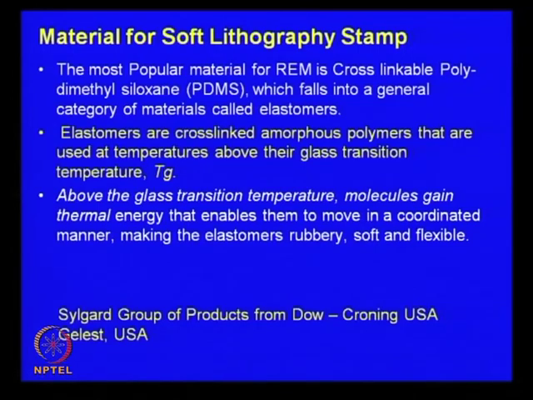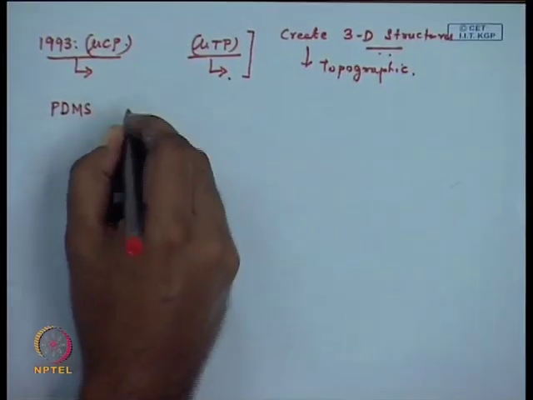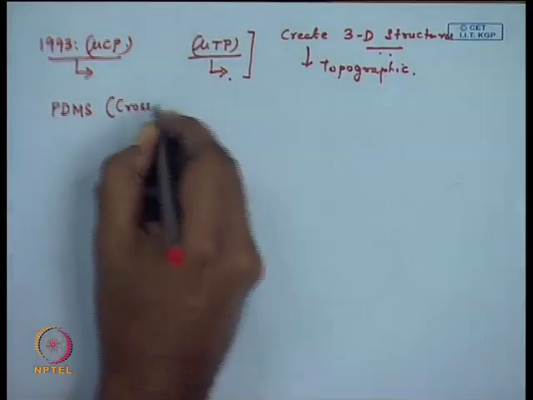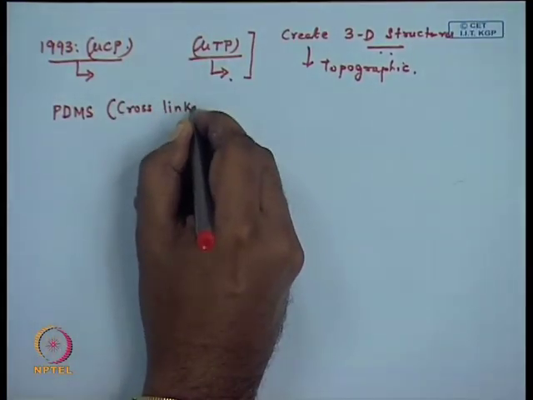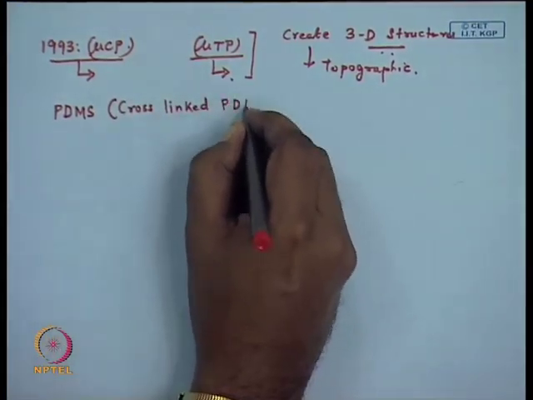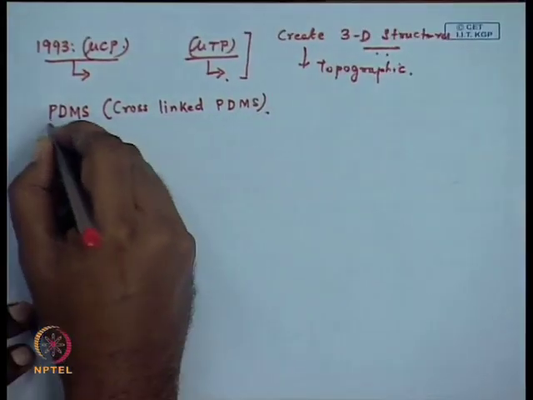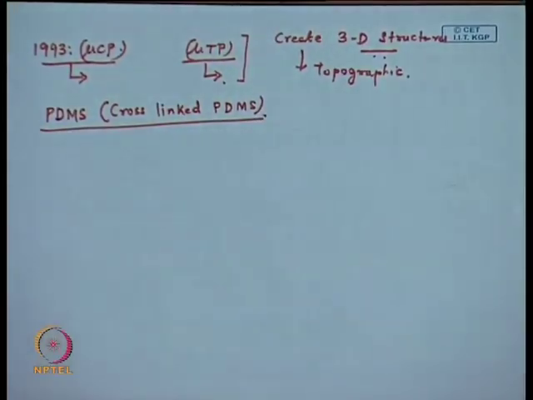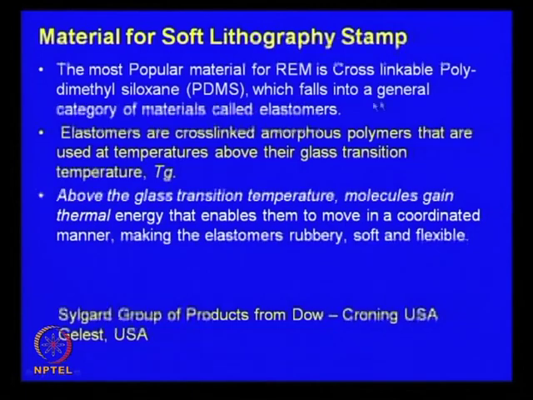Okay. What is an elastomer? We are just coming to it, but remember the most preferred material is what is known as PDMS, or to be more precise, cross-linked PDMS. It is polydimethyl siloxane. A cross-linked PDMS falls into a general category of material called elastomer. We will not go into too much detail, but we will have a very brief outlook about what exactly an elastomer is.